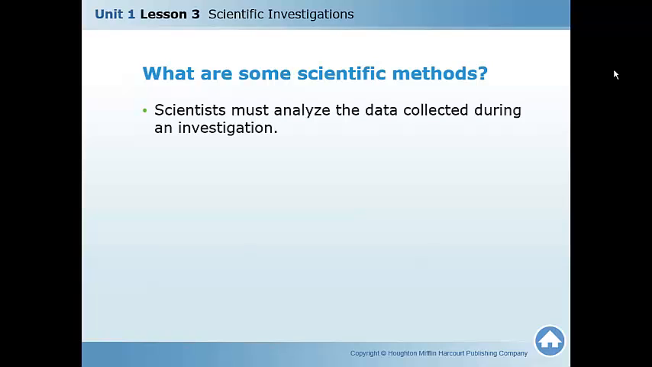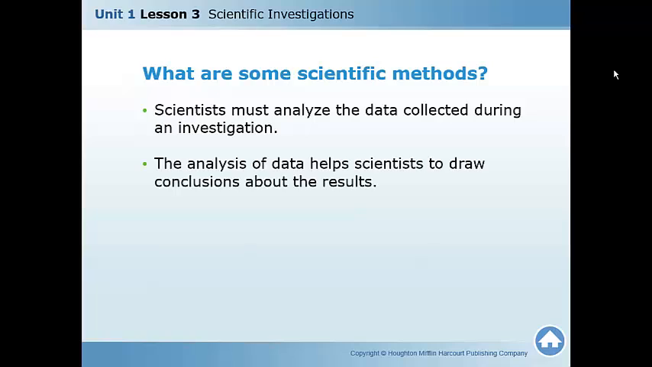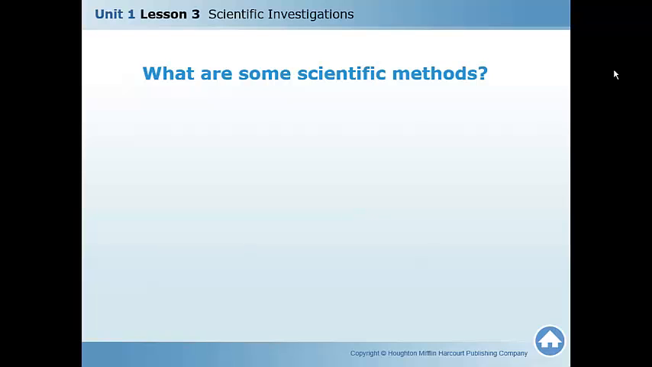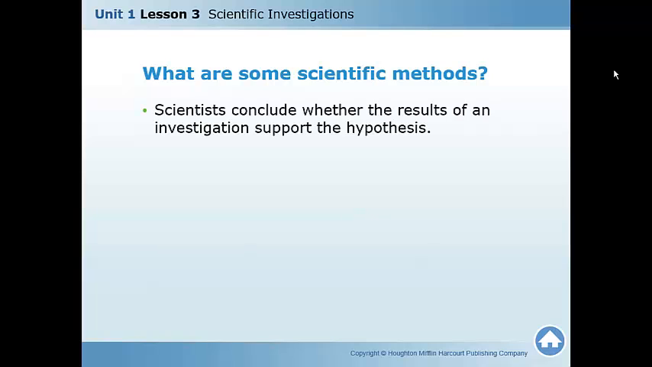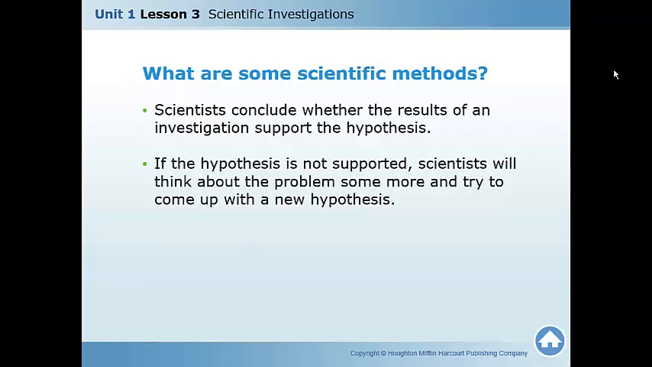Scientists then analyze the data they've collected during the investigation. That analysis helps them to draw conclusions about the results. Scientists have to conclude whether results of an investigation support their hypothesis. If the hypothesis is not supported, we call that a rejected hypothesis. Scientists will then need to think about the problem some more and try to come up with a new hypothesis.